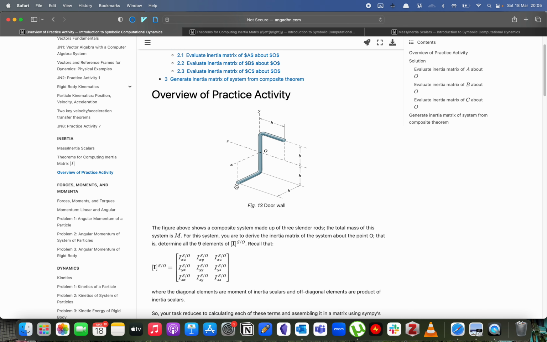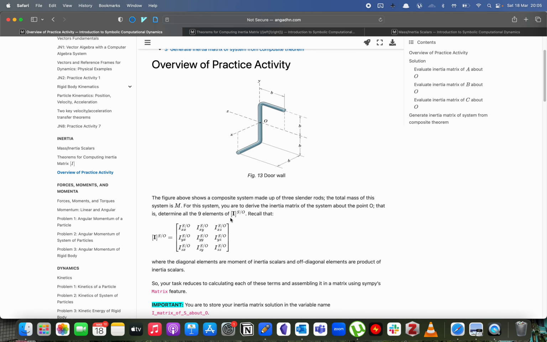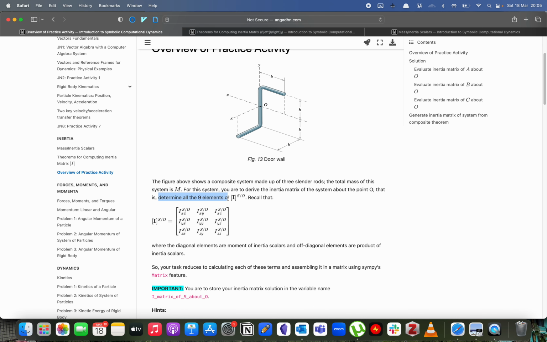So I think we are familiar with how a big system can be made up of many smaller systems. And so you can see that I'm calling each one of these pipes a subsystem of the grander system. So this is A, the vertical one is B, and then the one along X is C. Now, the question over here asks you to determine all the 9 elements, computing the moments of inertia and products of inertia, which give you the inertia matrix [I] of the entire system about this point O.